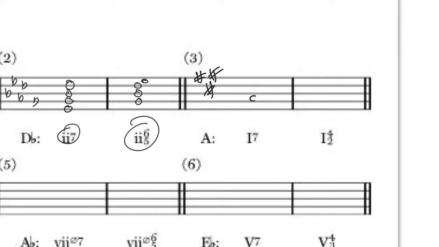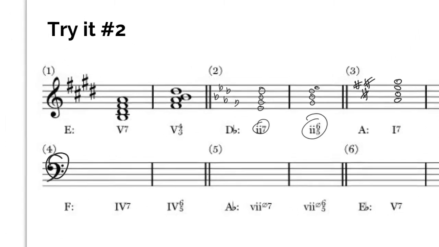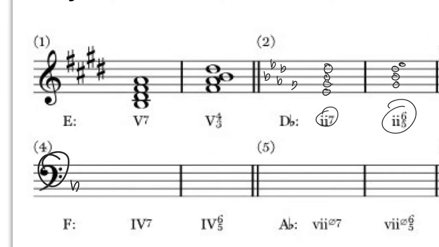So 1-7: B, A, C sharp, E, G. Easy peasy. And we have a third inversion, so our seventh is in the bass, so we have G, A, C, E. Remember, we're in the bass clef here. Our 4-7 chord, so we need a flat, built on B flat: D, F, A. First inversion, so we have D, F, A, B flat.